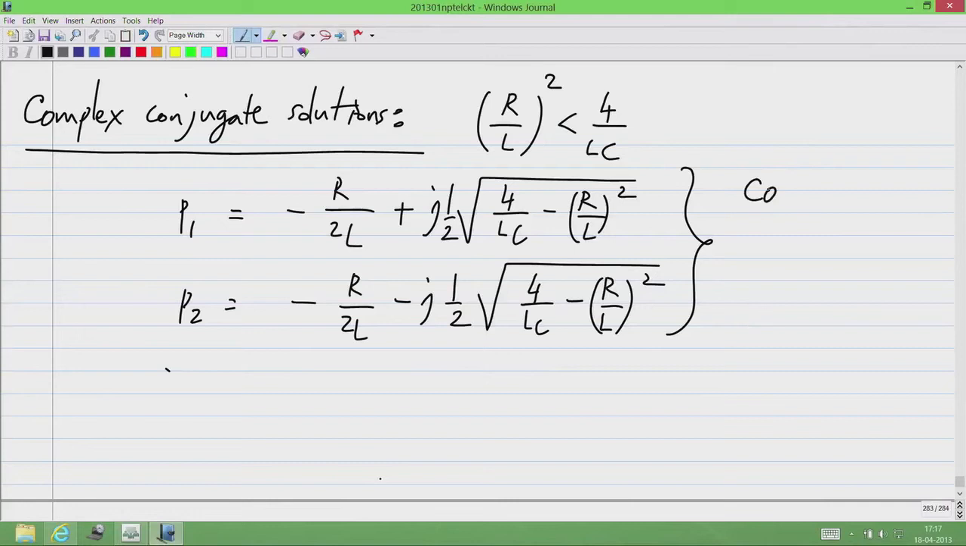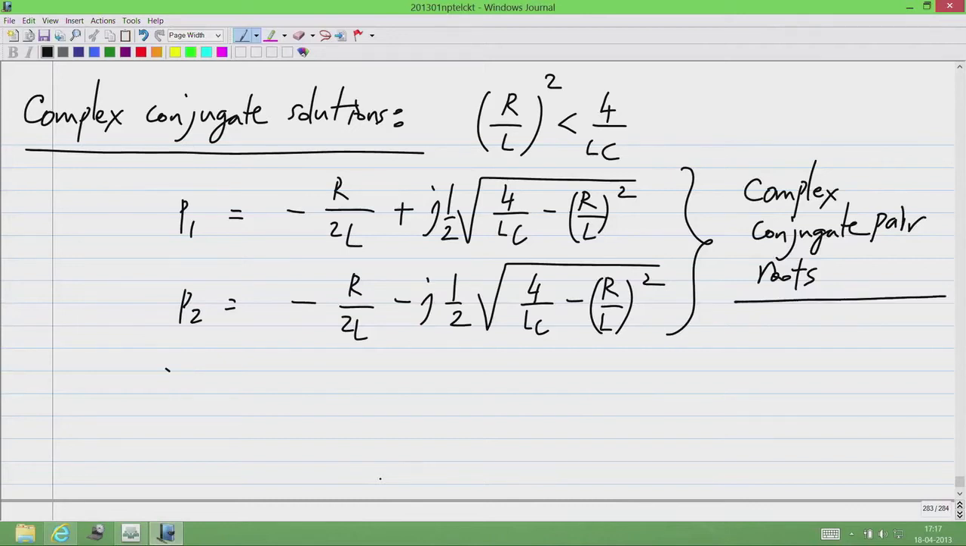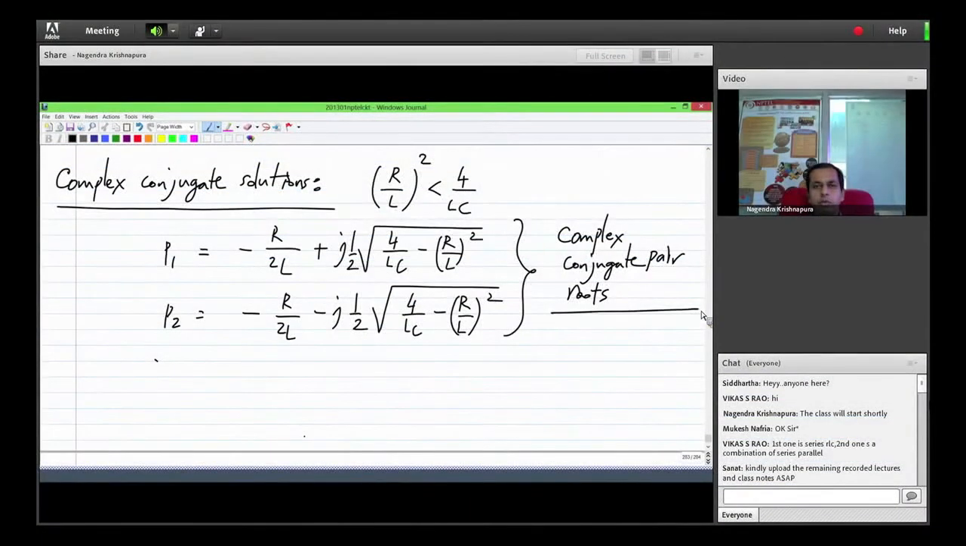So, these are complex conjugate pair roots. Okay. So, in general, a second order system will have three possibilities. It will always have two characteristic frequencies. The two characteristic frequencies will be identical if (R/L)² equals 4/LC. Okay. This is for a series RLC circuit, and if (R/L)² is more than 4/LC, it will have two real roots p1 and p2 which are different from each other, and if (R/L)² is less than 4/LC, it will have a complex conjugate pair of roots.